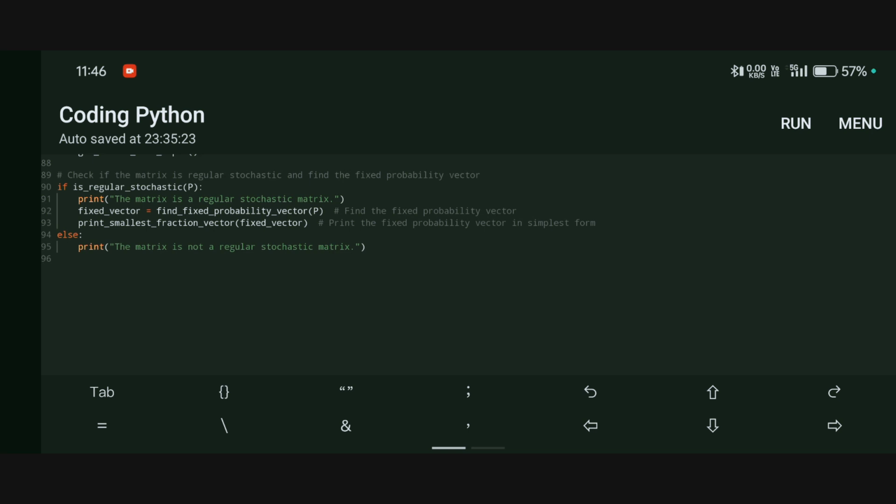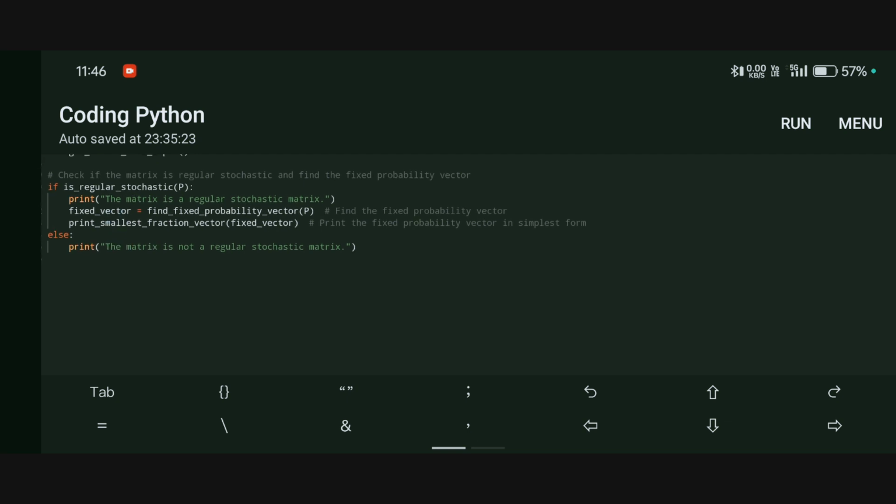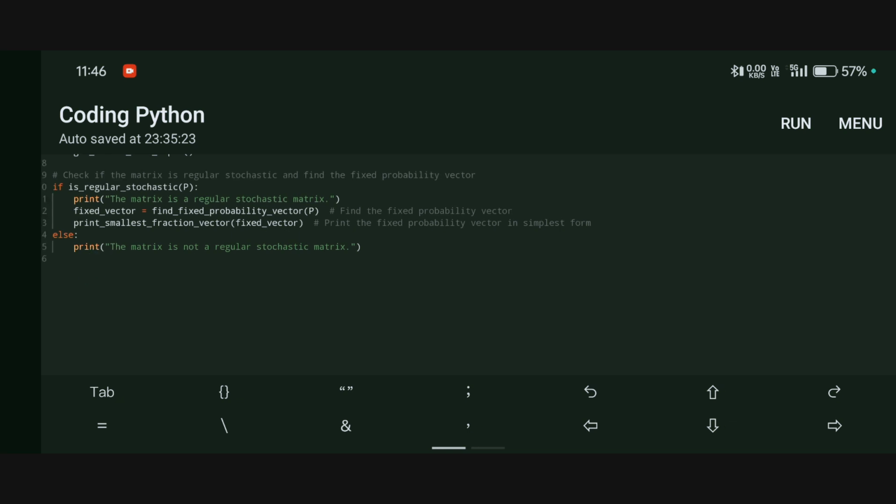We can already compute the probability vector, so we must print it in smallest fraction form. So print smallest fraction vector of the fixed vector, which prints the simplest form of the fixed vector. Else, the matrix is not a regular stochastic matrix. Okay, run.